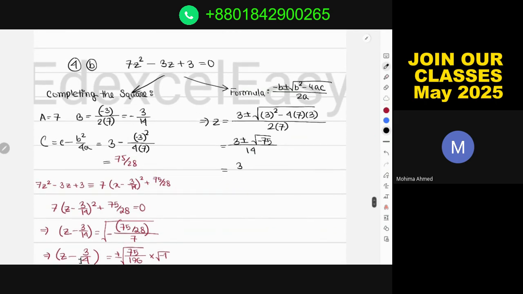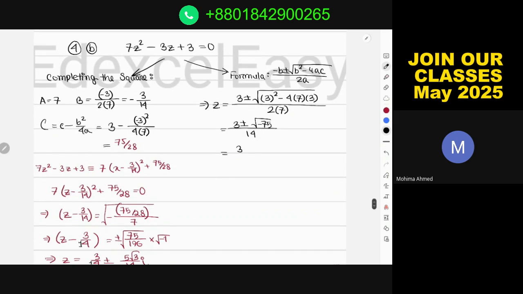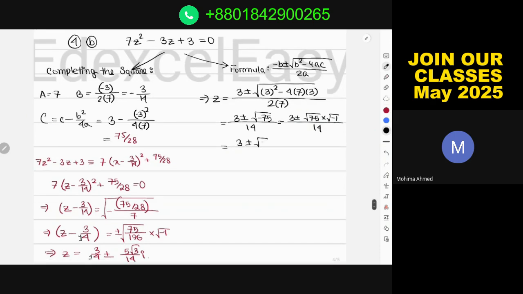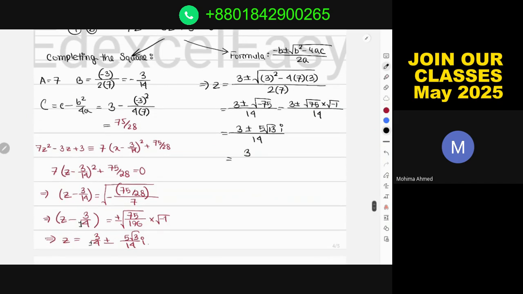Now, in this case, root 75 can be broken down as root 75 multiplied with root minus 1, which is going to be a complex imaginary number, right? Root 75 can also be broken down as 5 root 3, divided by 14. Finally, you can write this as 3 over 14 plus minus 5 root 3 by 14i.